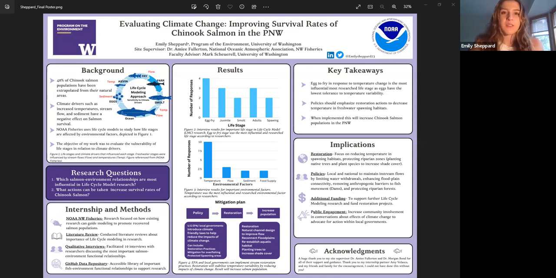The aim of this project was to evaluate the vulnerability of life stages in relation to climate drivers and find mitigation strategies to increase survival. For my research questions, my first research question was which salmon environment functional relationships are most influential to life cycle model research? And that led to my second research question, which was what actions can be taken to increase survival rates of Chinook salmon?